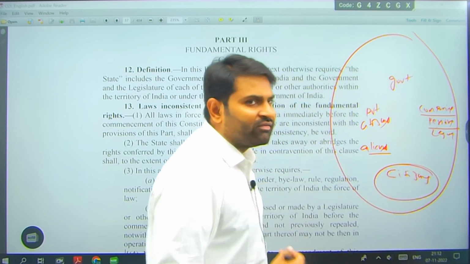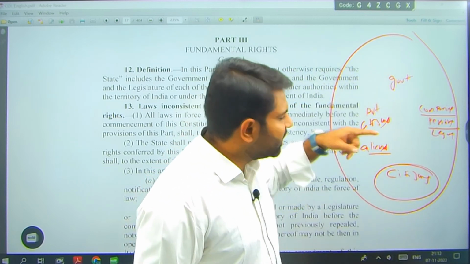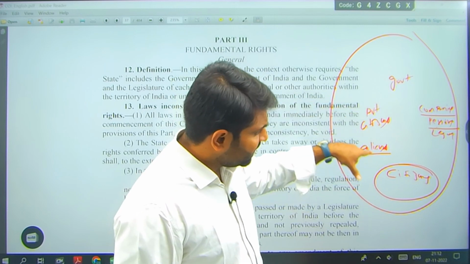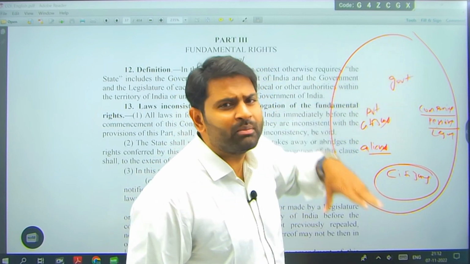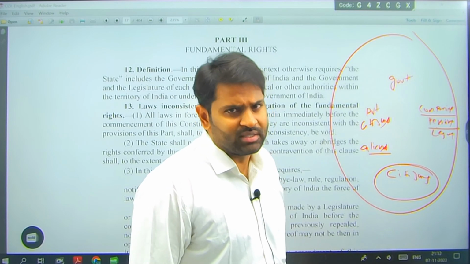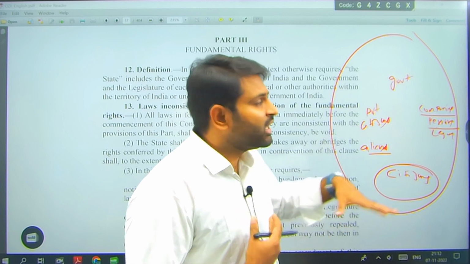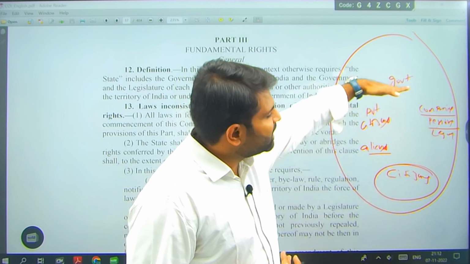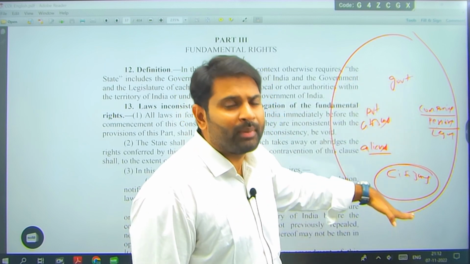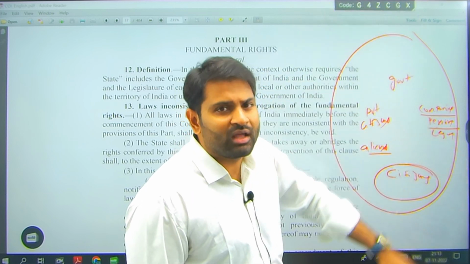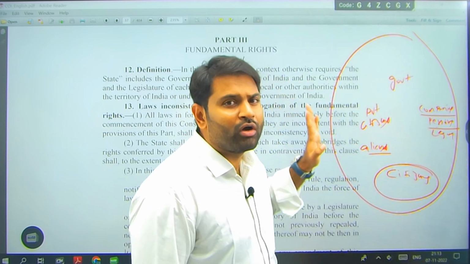Who can create hurdles for me? Government can create. Other citizens can create. Aliens can create. Companies, which are legal persons, can create. This is the ecosystem I have. I have protection against them. If any one of them encroaches into my fundamental rights, I can go to the Supreme Court. Fundamental rights are enforceable. That is what we are talking about.